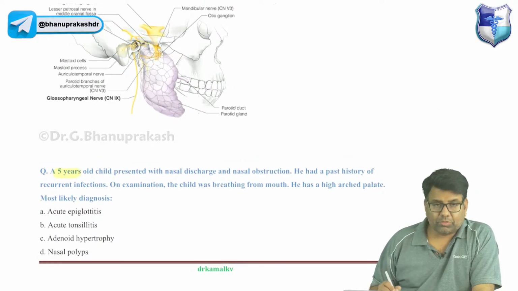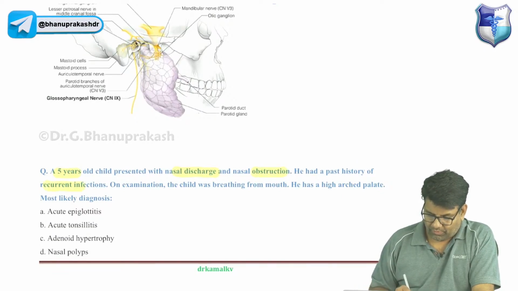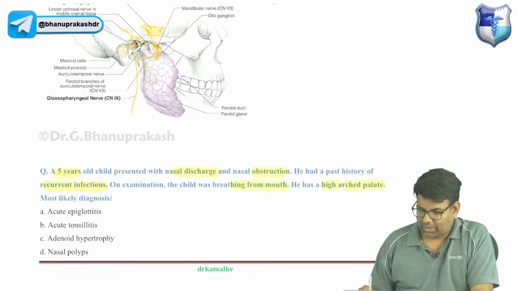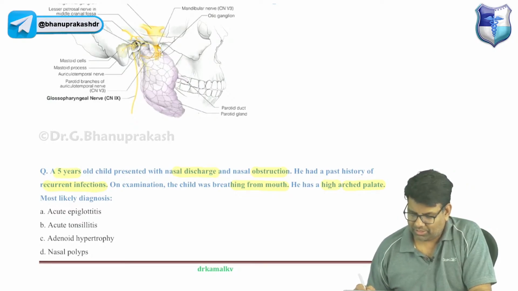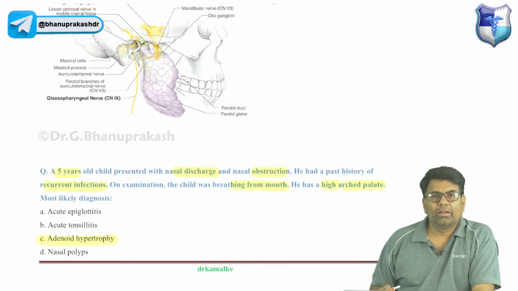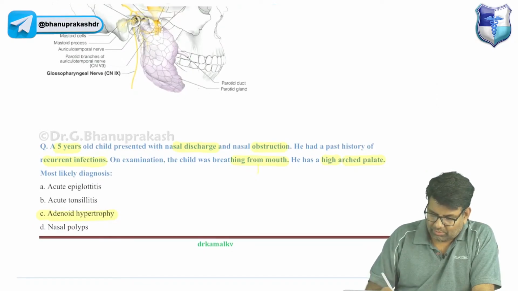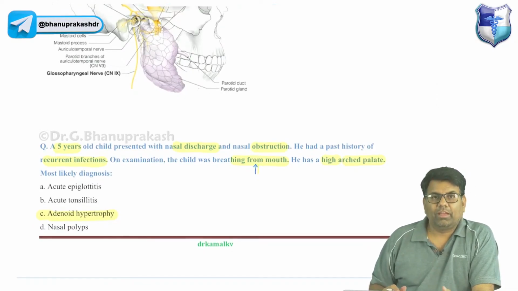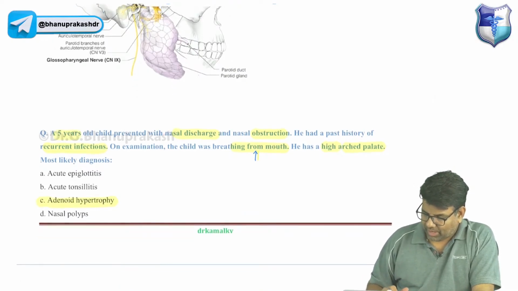Next question. A 5-year-old child presented with nasal discharge and nasal obstruction. There is history of recurrent infections, and the child was breathing from the mouth with a high arched palate. What can be the diagnosis here? Yes, everyone is correct. This is adenoid hypertrophy, and the child is breathing from the mouth. It means the adenoids have enlarged and obstructed the airway. So, the child finds it very easy to breathe from the mouth.